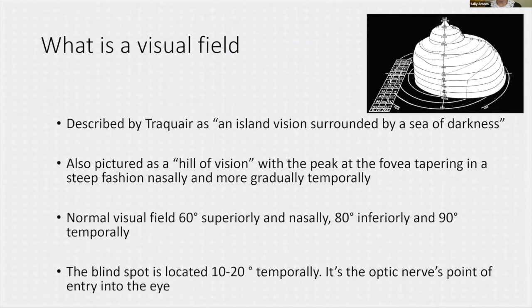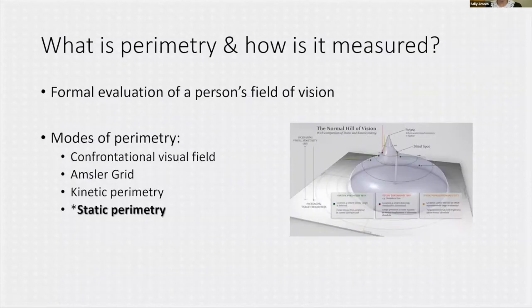Now, normal visual field extends 60 degrees superiorly and nasally, 80 inferiorly, and 90 temporally. And the blind spot is 10 to 20 degrees temporally, which marks the entry of the optic nerve into the eye.